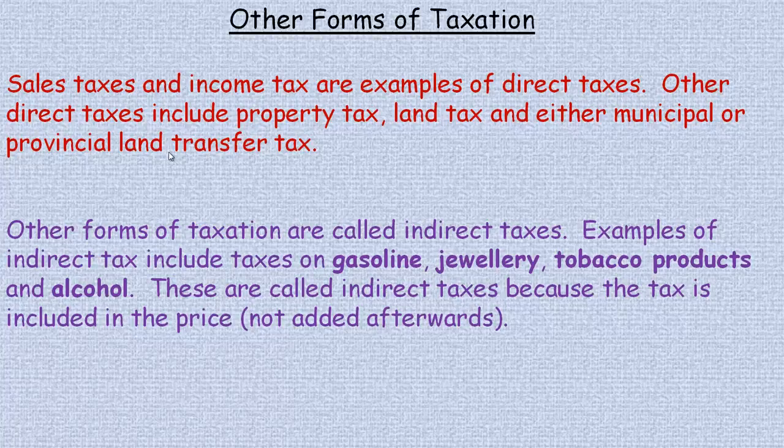This tutorial is on other forms of taxation. Sales taxes and income tax are examples of direct taxes. Other direct taxes include property tax, for example, land tax, either municipal or provincial, and land transfer tax. And that's when you buy a house. Those are taxes that you pay on the purchase price of the house.